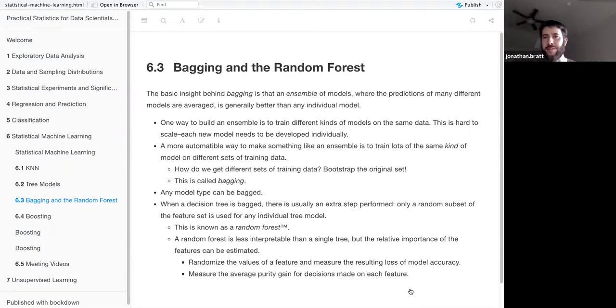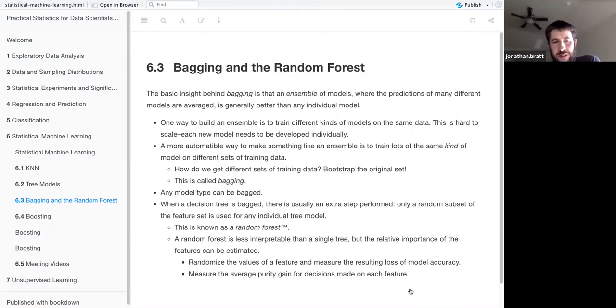I think bagging is called bootstrap aggregating, but I think of it as an actual bag full of models. You can bag any model type, as far as I know. Thinking about KNN would be a little weird. I don't know. I think I can confidently say any model type that has a training set can be bagged.